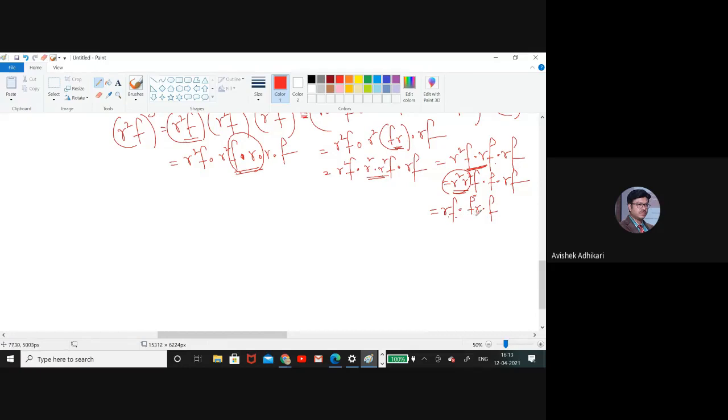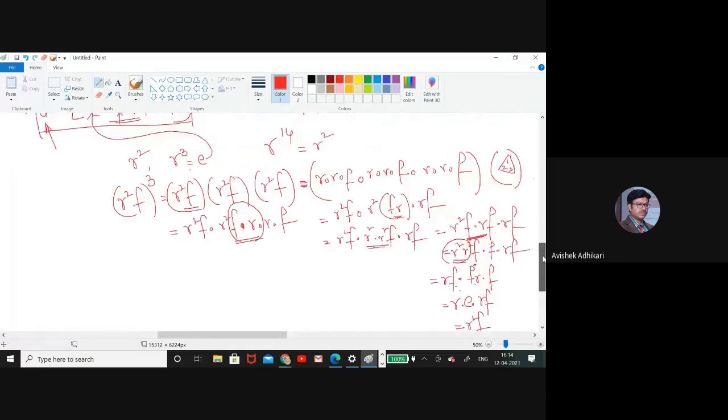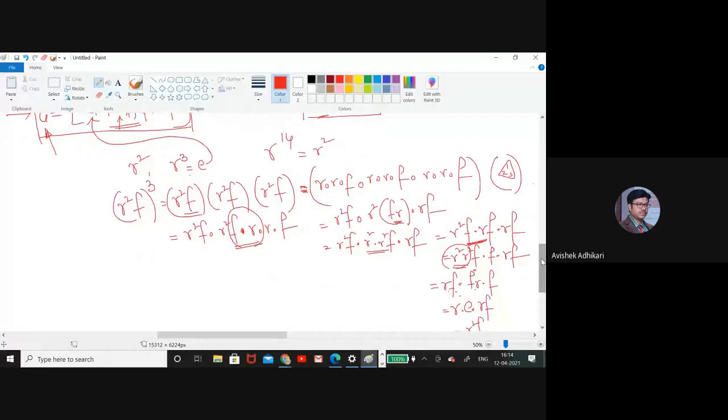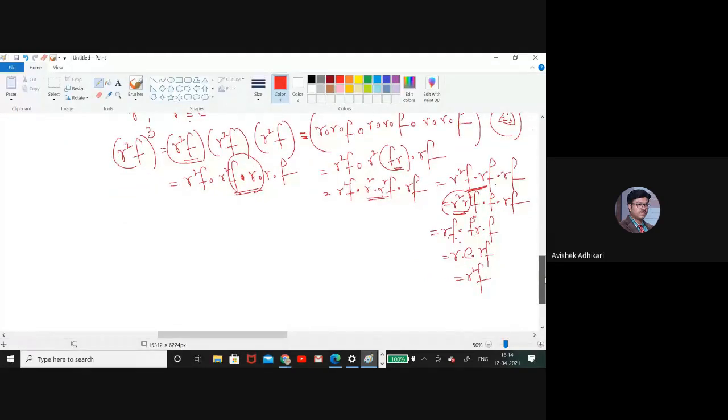And what is this F square? F square means E. That means R, E, and then RF. And then ultimately R square F. So what you will get? You will get that ultimately, even if I have the whole cube of that, it reduces to R square F, the same thing whose cube we have already started with.